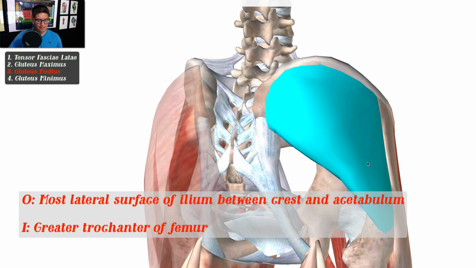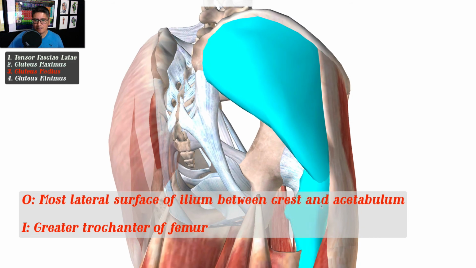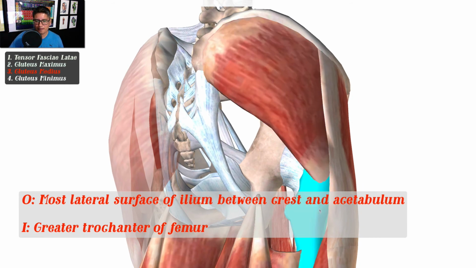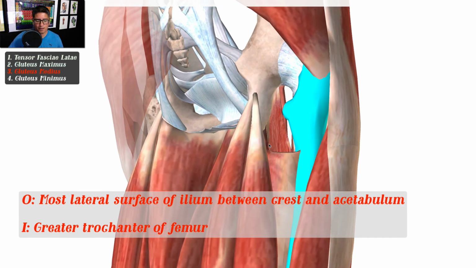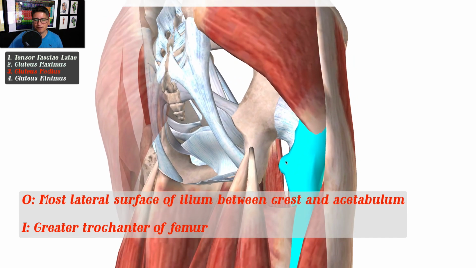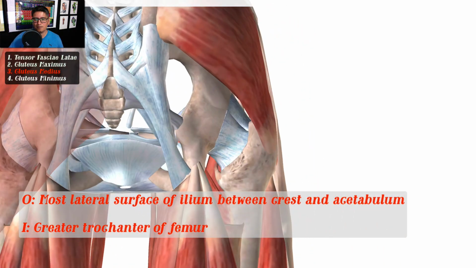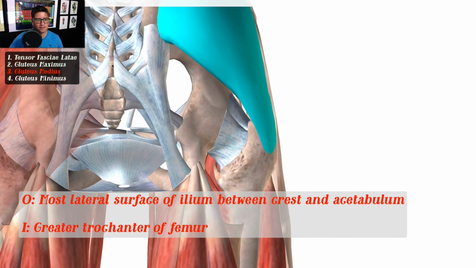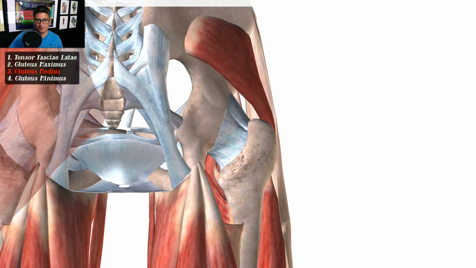And then its point of insertion, as you can see, we follow it down. Here, let me centralize that. And again, we're looking at our femur. It connects to what's called the greater trochanter of the femur. So let me get rid of the muscle so you can see the greater trochanter. There it is right here, this large aspect of the femur.